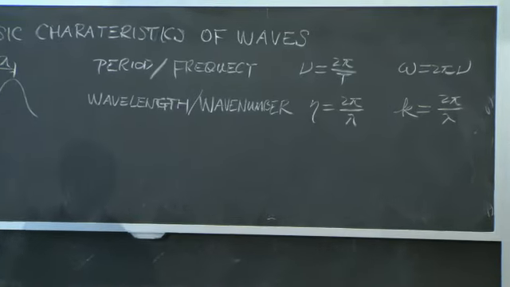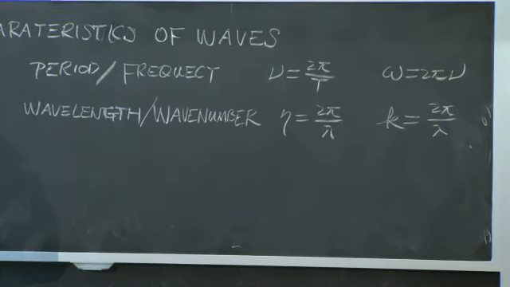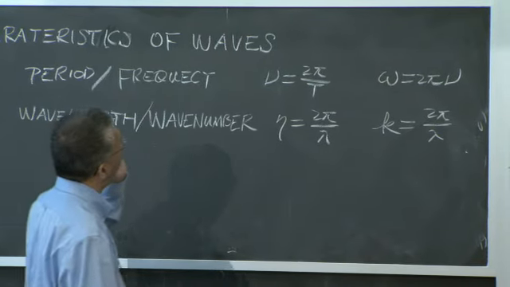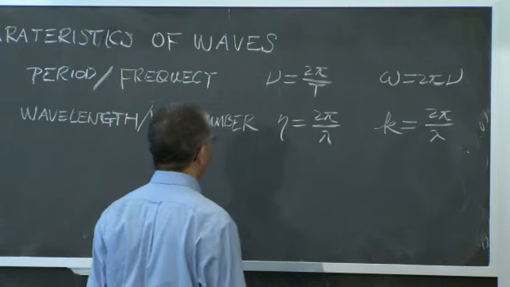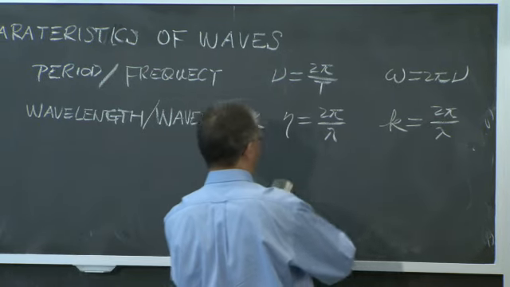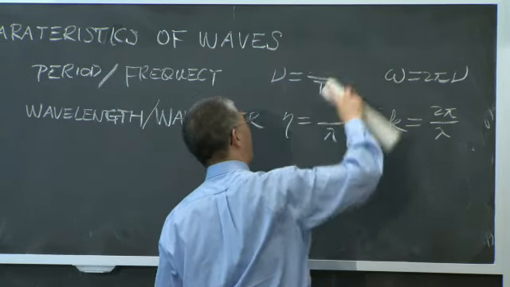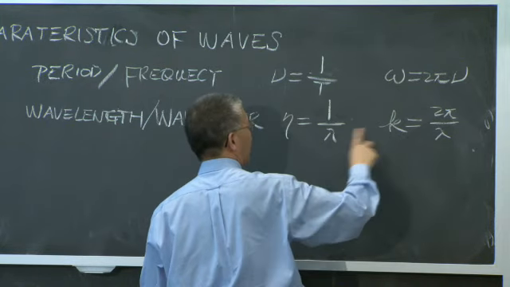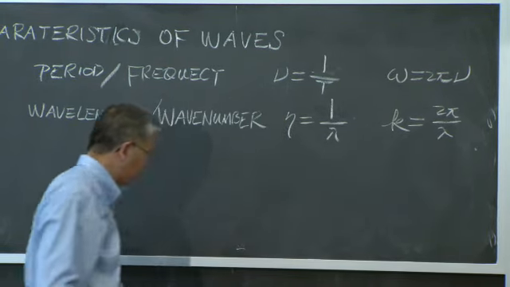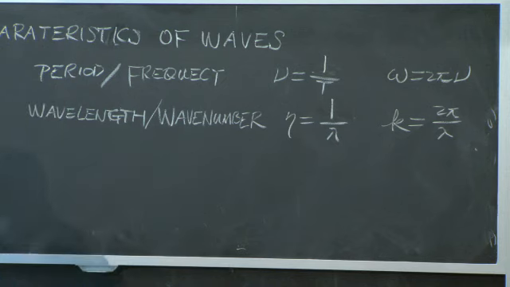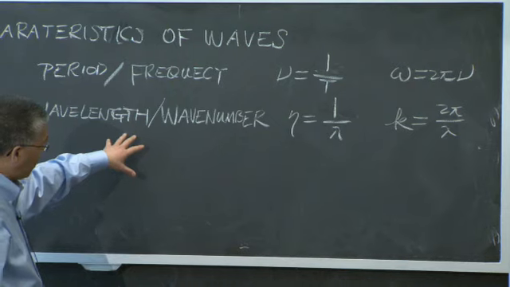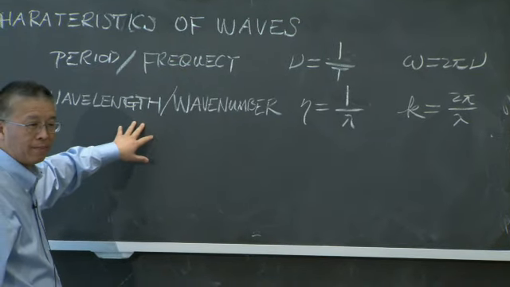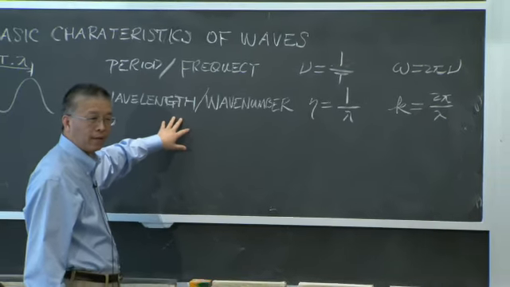Okay, this is free space. Nu is a frequency, 1 over t, and otherwise I might have 2 pi there. Thank you. Okay. But space is more complicated than time, right?